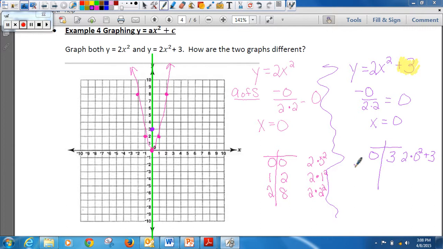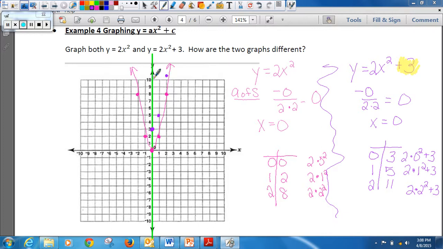Now I'm going to try my 2 other points. I'm going to use 1. So 2 times 1 squared plus 3 gives me 5. And I'm going to try 2. 2 times 2 squared plus 3 gives me 11. So I get (1, 5), and I get (2, 11), which is just barely off the graph.